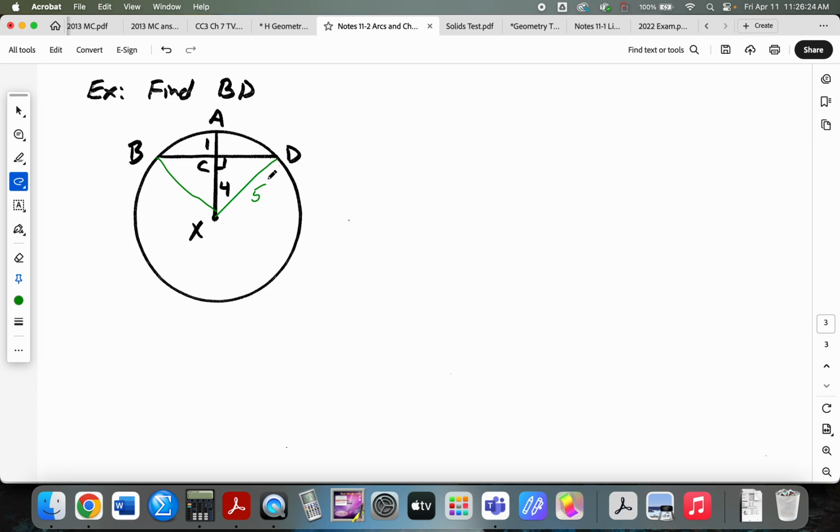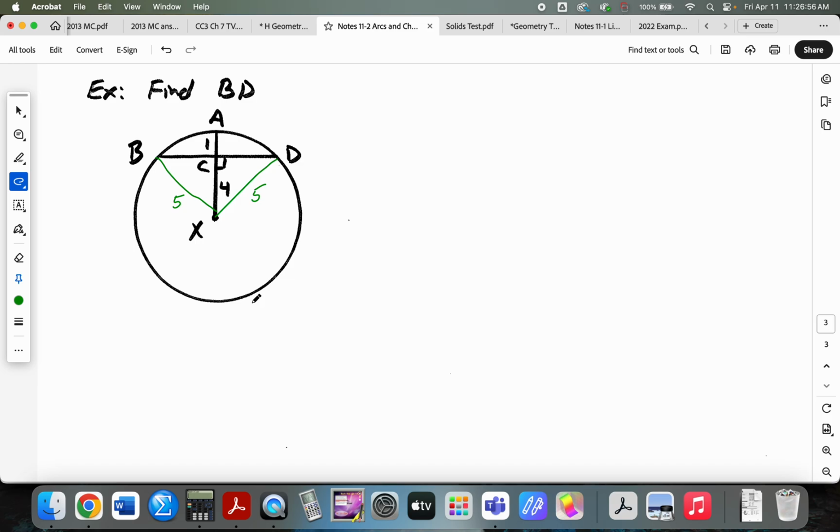Can you explain that again? Yeah. So I know the distance from X to C is 4, and from C to A is 1. So the distance from X to A has got to be 5, right? XA is a radius of the circle. In a circle, all the radii are the same size. So that means that XD is 5 and XB is 5 also.